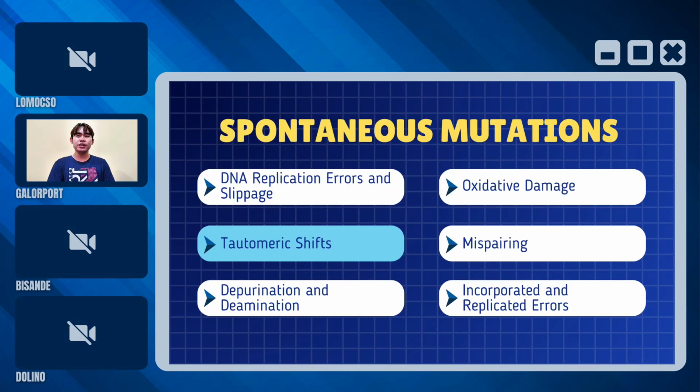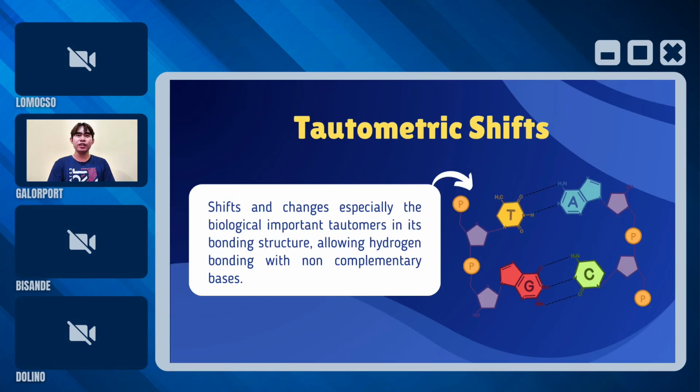Second is tautomeric shifts. Tautomeric shifts are changes, especially in the biologically important tautomers, in their bonding structure, allowing hydrogen bonding with non-complementary bases. There are what we call tautomeric forms.